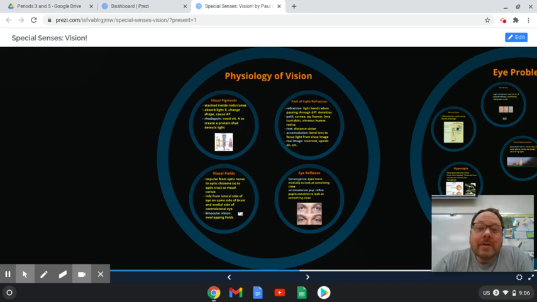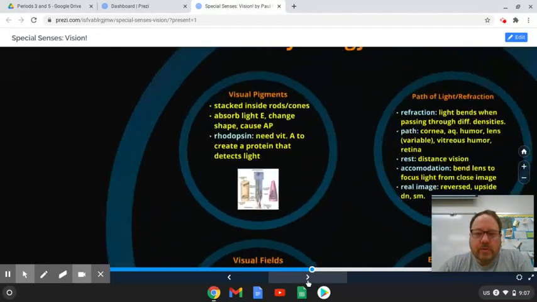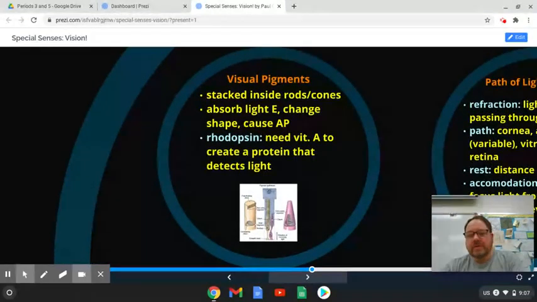Oh, hello, everyone. So we finished looking at the anatomy of the eye. Now we're going to get into the physiology of the eye, how some of the actions of vision work, and then we'll finish up, of course, with the problems that can occur. Okay, so first things first.